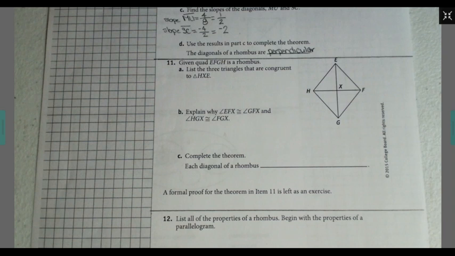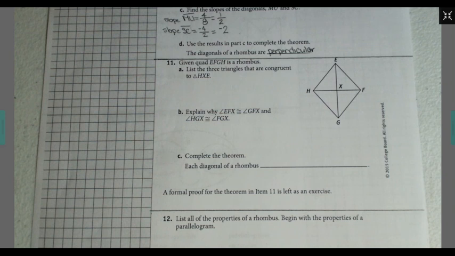Section number 7 covers question number 11 from 15.4. Given quad EFGH is a rhombus, A. List the three triangles that are congruent to triangle HXE. B. Explain why angles EFX and GFX are congruent and why angles HGX and FGX are congruent.